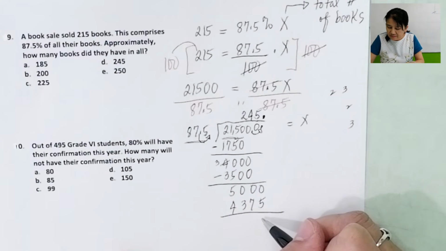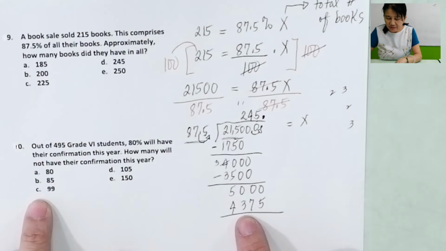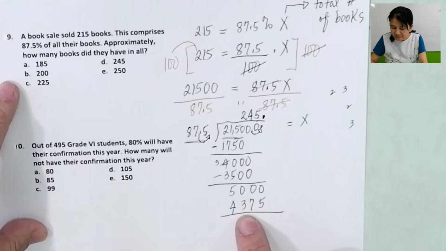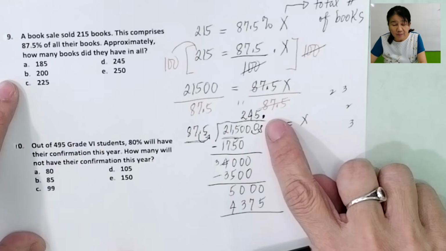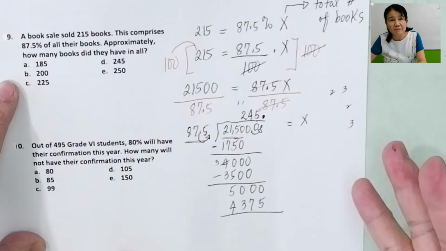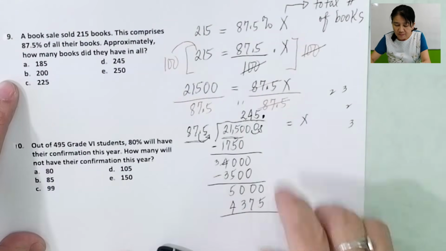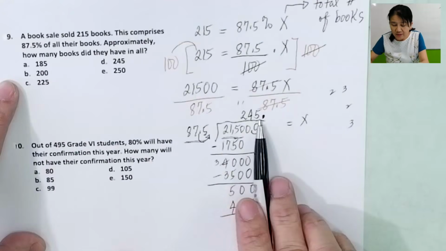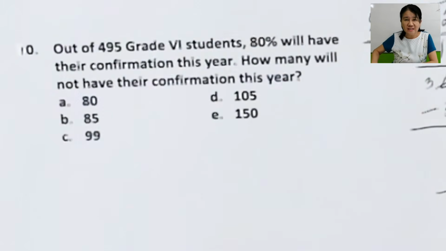Subtract. Well, before we subtract, let's see if the answer is already here. Why did I stop? We cannot have a point something books, we cannot have 0.3 books or 0.5 books or 0.7 books. Remember, this is an entrance exam. If that's the case, you have to be fast. There can't be a point something book, so you have to stop and look at the answers. Is there a 245? Yes, there is. The answer is letter D.